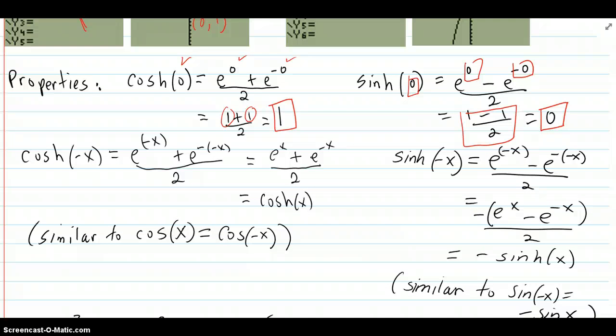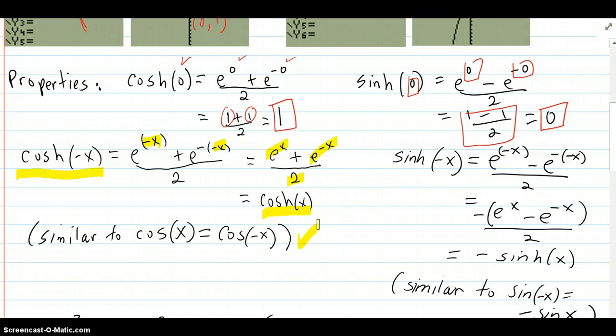And then what other kind of properties mirror that of the regular trig functions? Well, you have this one, cosh of negative x. And remember, cosine of negative x is the same as cosine of x. So let's see if that occurs here. You plug in the negative x, and sure enough, if you just write that in the reverse order, you get e to the x plus e to the negative x over 2, and that's the same as cosh. So that property checks out, the same as regular trig.